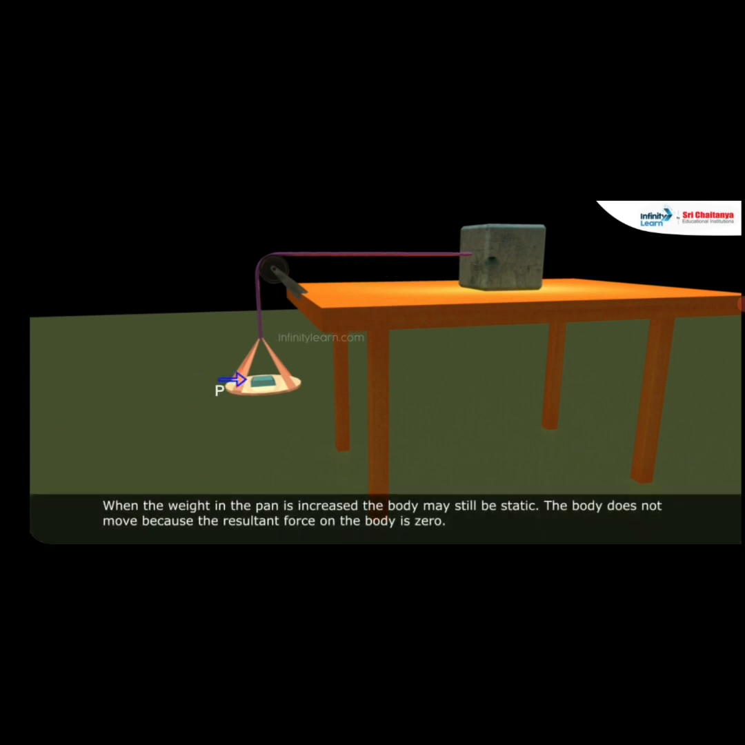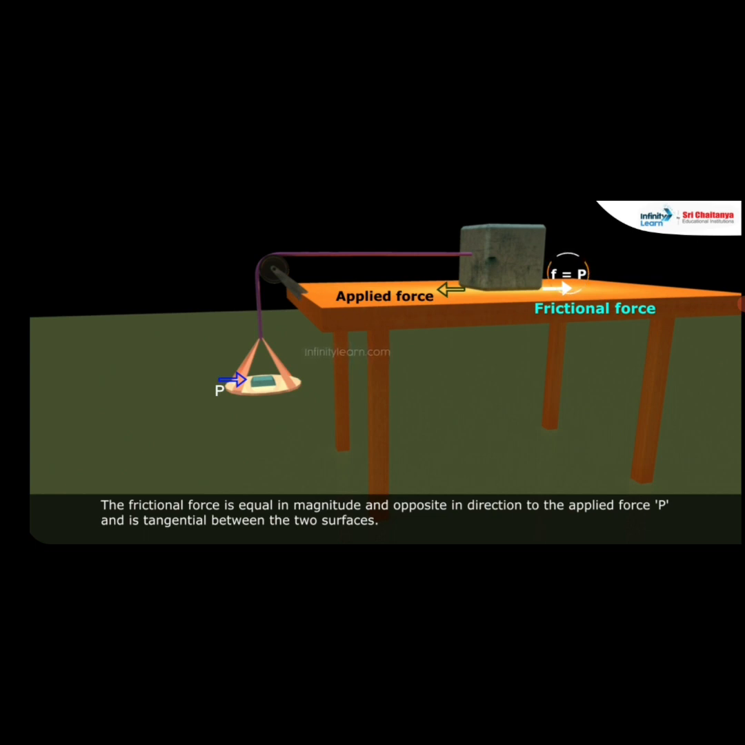When the weight in the pan is increased, the body may still be static. The body does not move because the resultant force on the body is 0. The frictional force is equal in magnitude and opposite in direction to the applied force P and is tangential between the 2 surfaces. This resistance encountered by a body in static condition while tending to move under the action of an external force is called static friction, F. Static friction is equal and opposite to the applied force.